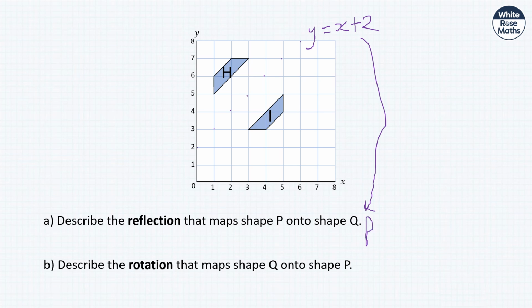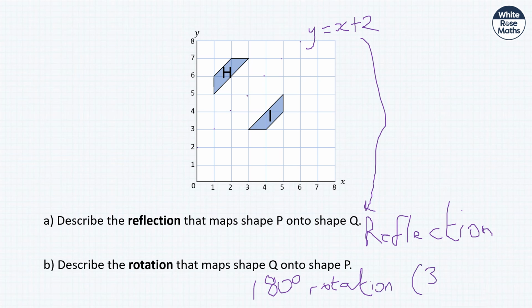Oh yeah, it says there, sorry. So reflection in the line y is equal to x plus 2. And then it's asking you to describe the rotation that maps Q onto P. Obviously it's not actually labelled, so it's my fault, guys, for not being clear. But it's actually a 180 degrees rotation about the point (0.35). That's going to be your coordinate. Hopefully you got that right.